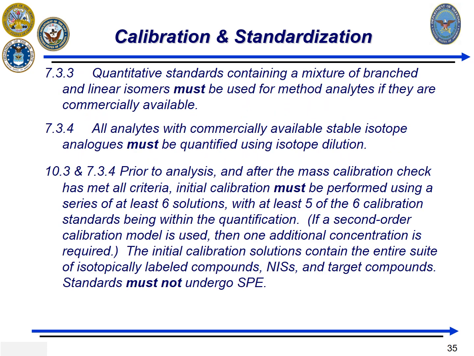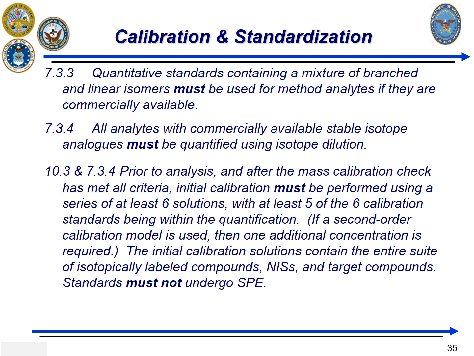Section 7.3.3 once again states that quantitative standards must contain a mixture of branched and linear isomers for method analytes if they are commercially available. We have the list in the method of which ones are commercially available. And section 7.3.5 states that all analytes with commercially available stable isotopic analogs must be quantified using isotope dilution. So that's the 24 of the 40 analytes.